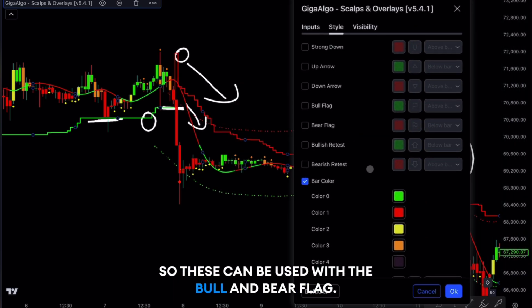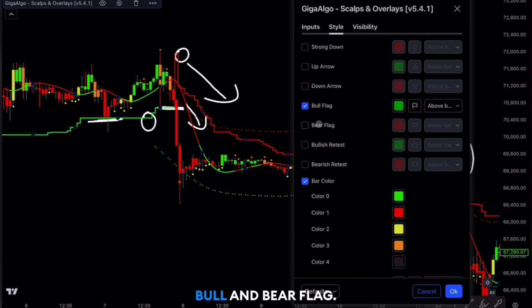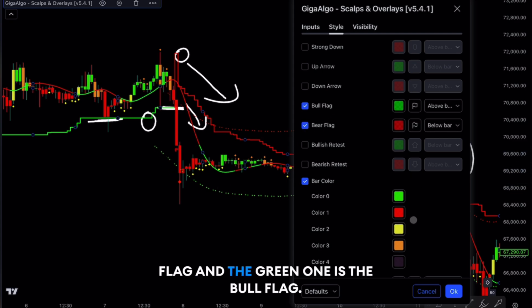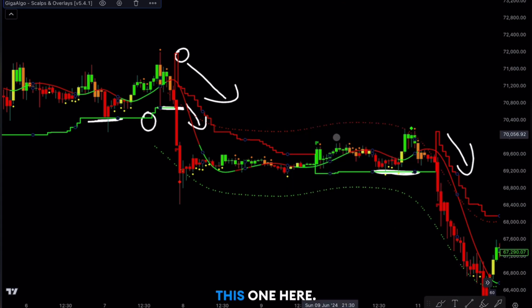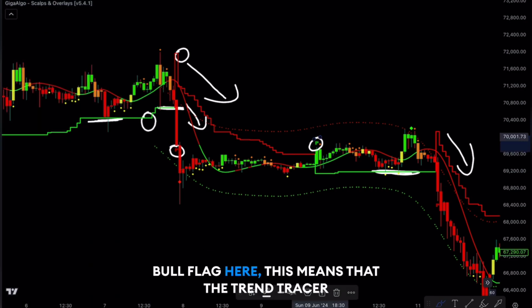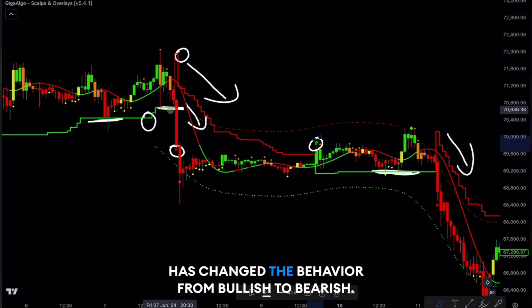with the bull and bear flag. So this little flag here. The red one is the bear flag, and the green one is the bull flag, this one here. So when we see a bear flag or a bull flag here, this means that the trend tracer has changed the behavior from bullish to bearish.